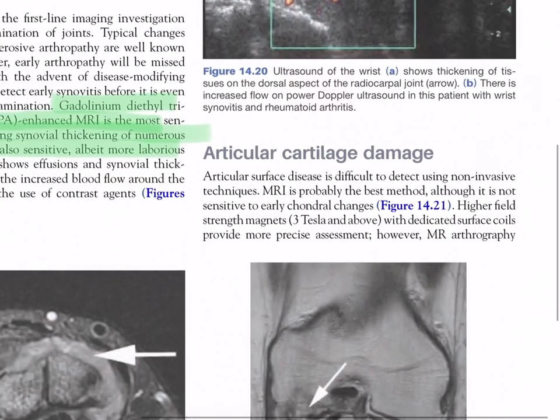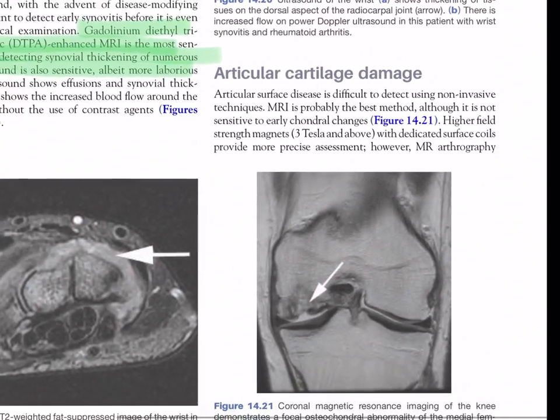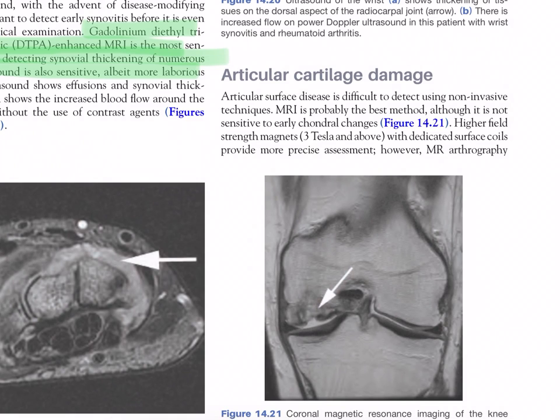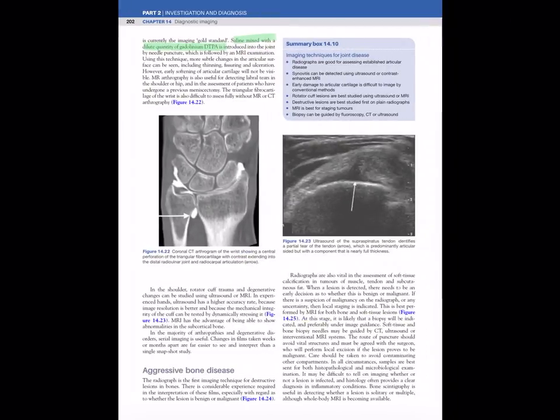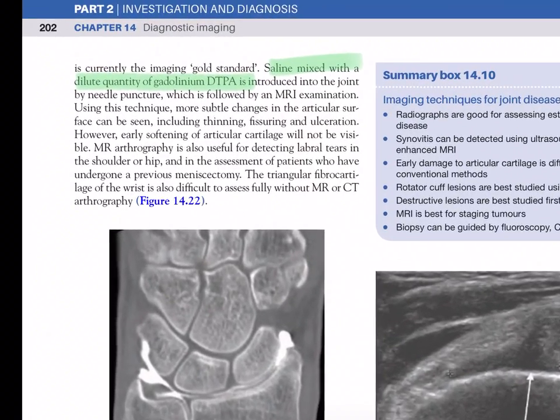Articular cartilage damage. Articular surface disease is difficult to detect using non-invasive techniques. MRI is probably the best method, although it is not sensitive to early chondral changes. Higher field strength magnets, 3 Tesla and above, with dedicated surface coils provide more precise assessment. However, MR arthrography is currently the imaging gold standard.